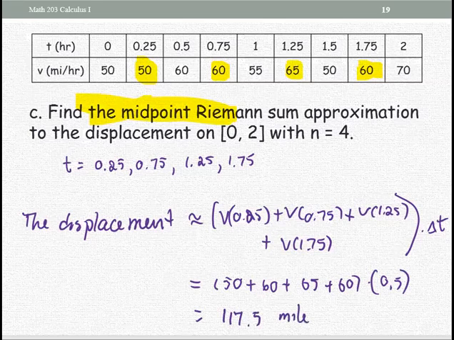The unit is in miles. So there are two different ways to approximate from the data that we have. We do not have to rely on the function notation all the time. As long as we have enough information, using either the left, the right, or the midpoint Riemann sum approximation, we can use whatever we have to find the solution.